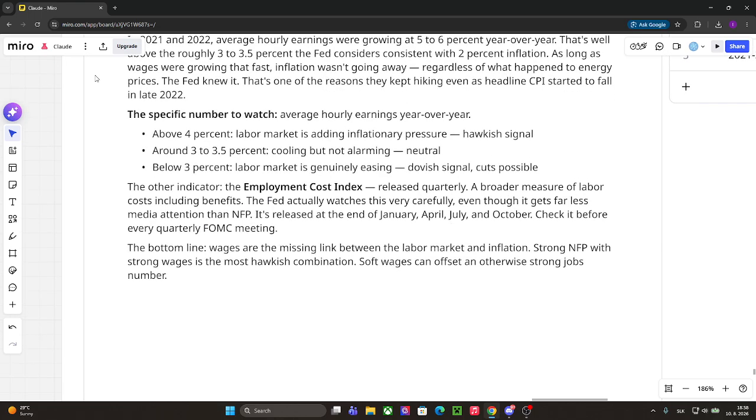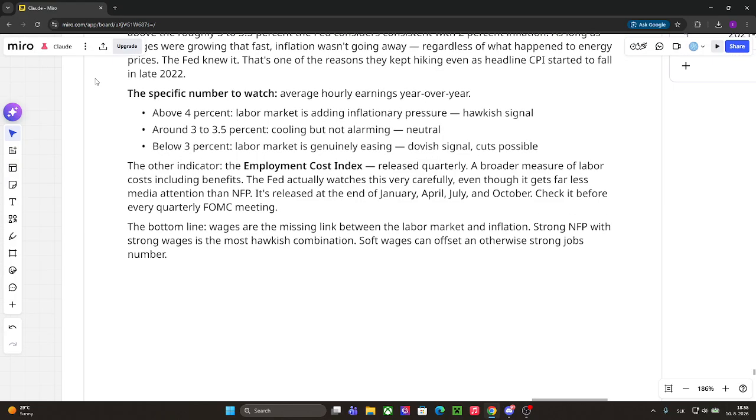The other indicator, the employment cost index, is released quarterly and is a broader measure of labor costs, including benefits. The Fed actually watches this very carefully, even though it gets far less media attention than NFP. It's released at the end of January, April, July, and October. Check it before every quarterly FOMC meeting.